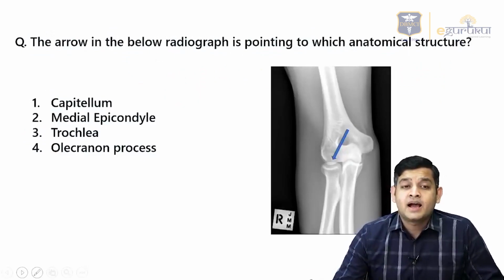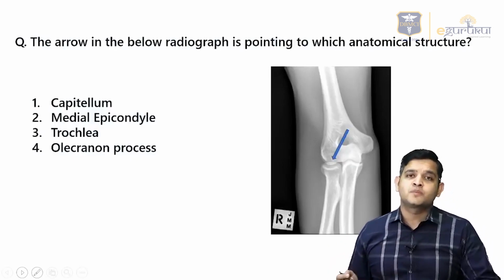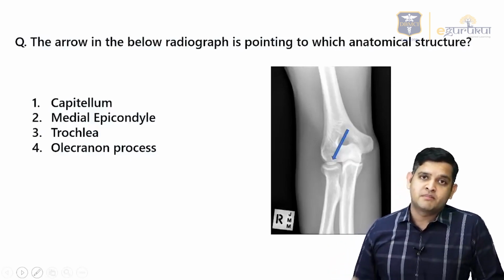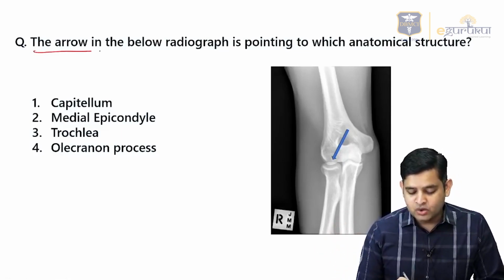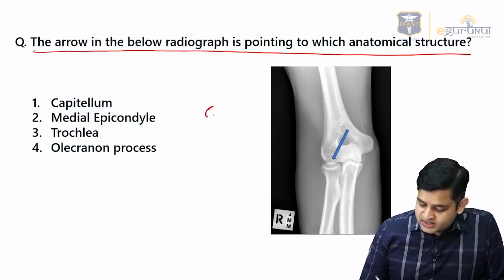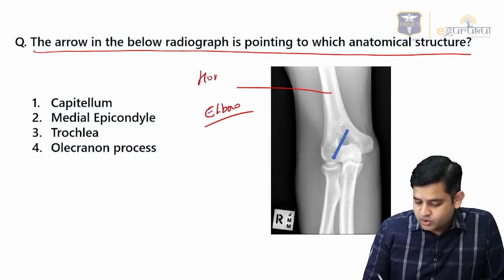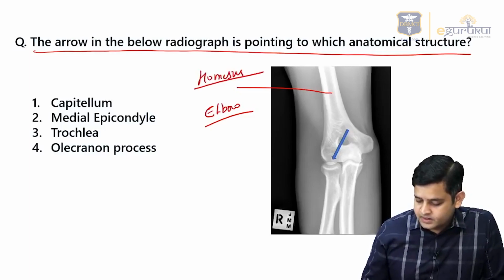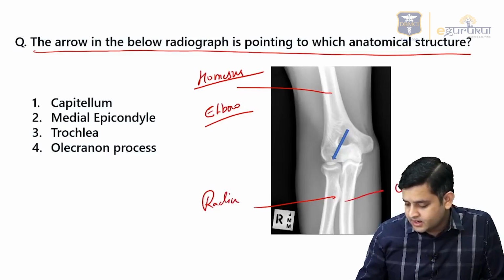Another integrated question where a radiological image you can link with orthopedics, you can link with anatomy, but all that matters is you should be able to pick up the correct answer. The arrow in the below radiograph is pointing to which anatomical structure? So you know it is the elbow radiograph. This bone is the humerus, this is the radius, and this is the ulna.